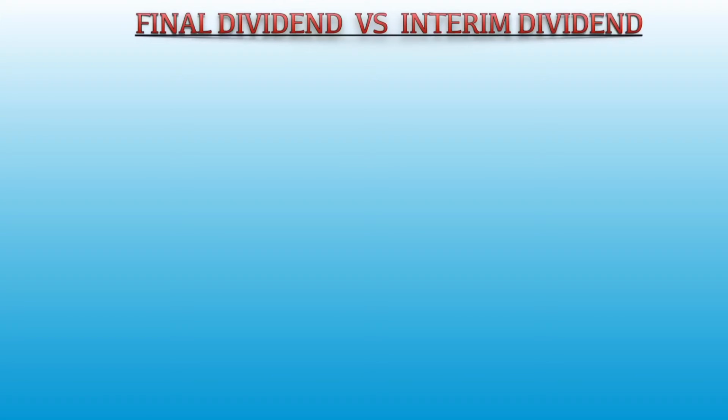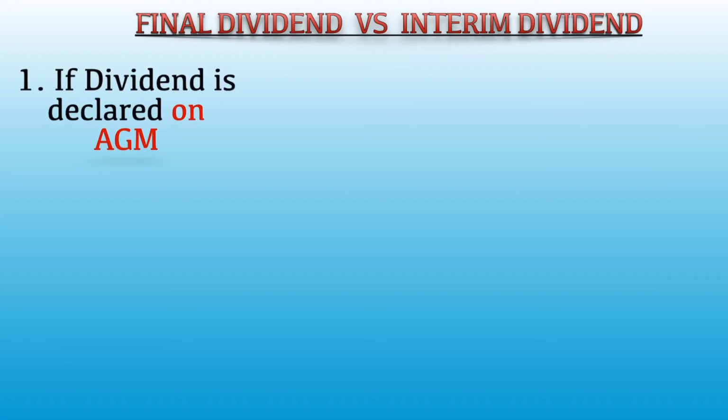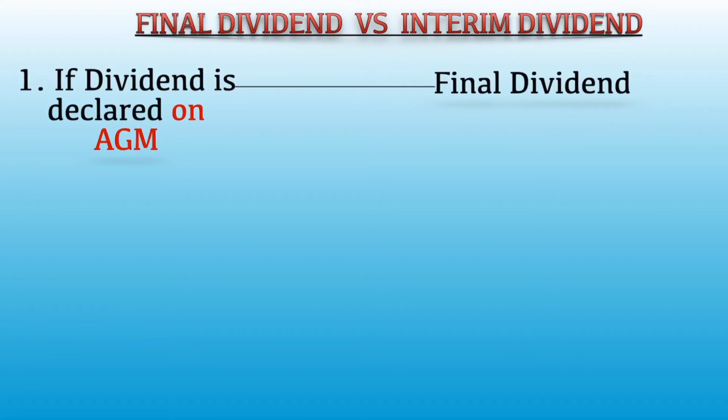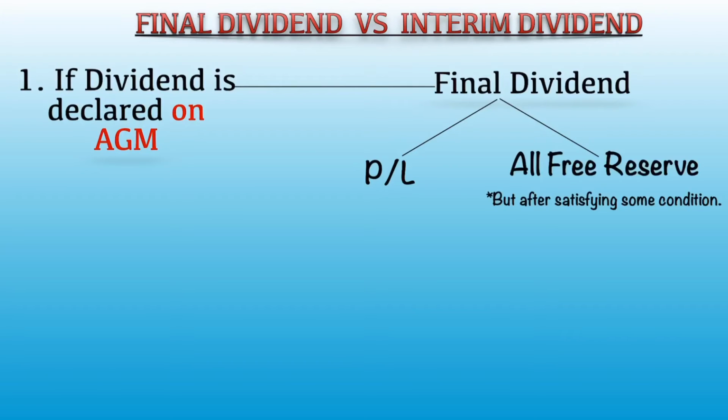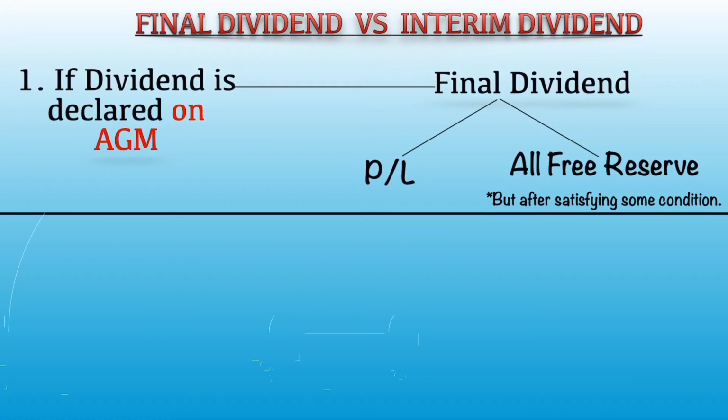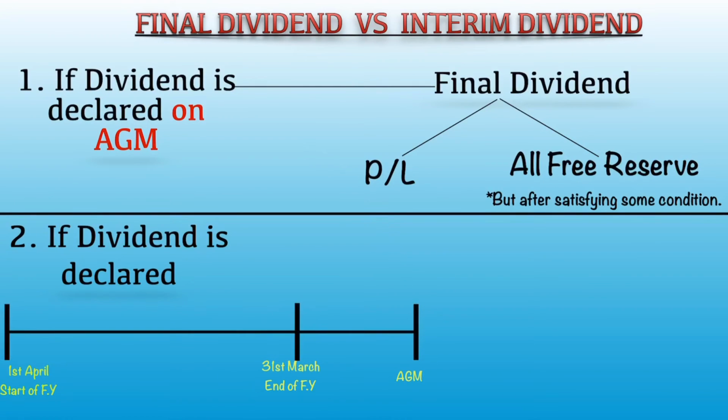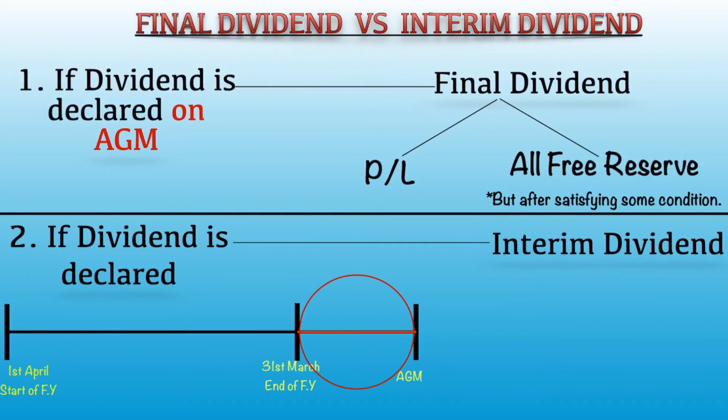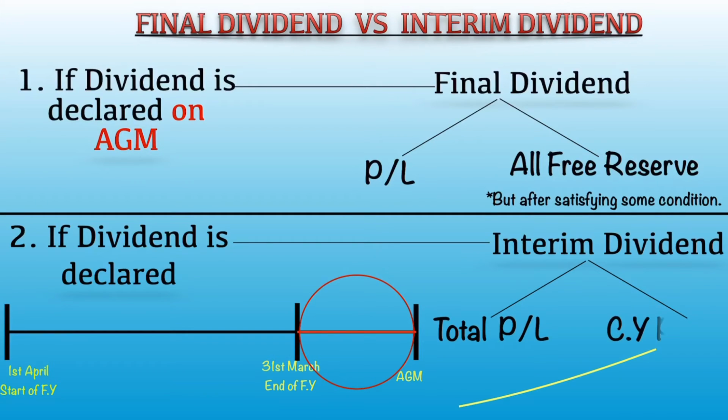Now we will learn some basic difference between final dividend and interim dividend. Number 1. If dividend is declared on annual general meeting, then it is termed as final dividend. Final dividend can be given either out of P&L account or through free reserve, but after satisfying some conditions. Number 2. If dividend is declared after the end of the financial year but before annual general meeting, then it is termed as interim dividend. Interim dividend can be given either out of accumulated P&L or through current year profit.